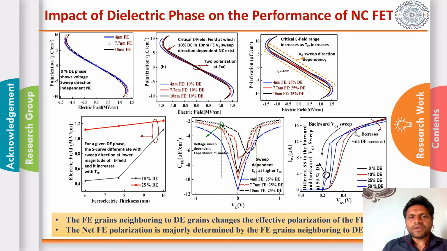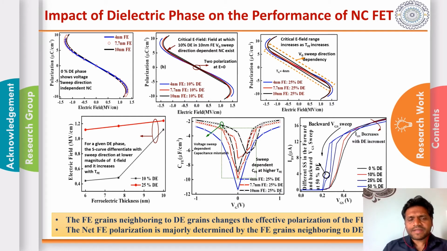The entire ferroelectric layer cannot be ferroelectric. A sufficient amount of dielectric phase is always present in the ferroelectric layer, in terms of monoclinic or tetragonal phases. So we have analyzed the impact of dielectric phase on the performance of NCFET, and we found that as we increase the dielectric phase percentage along with the increment in the ferroelectric thickness, the NC state becomes voltage sweep direction dependent, and this is because of the ferroelectric grains which are neighbors to the dielectric grains.